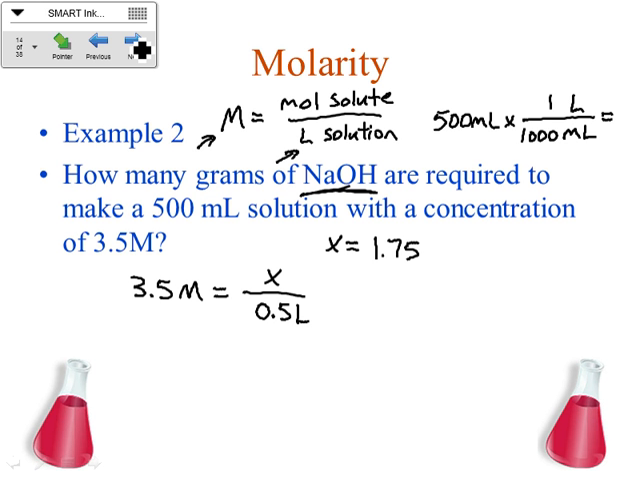Grams? Okay, remember we're solving for this, right? So we just found the number of moles of NaOH. They're asking us for the number of grams of NaOH. Okay, so now what? Now we have to do, yeah, a little bit more mass work here. 1.75 moles of NaOH.